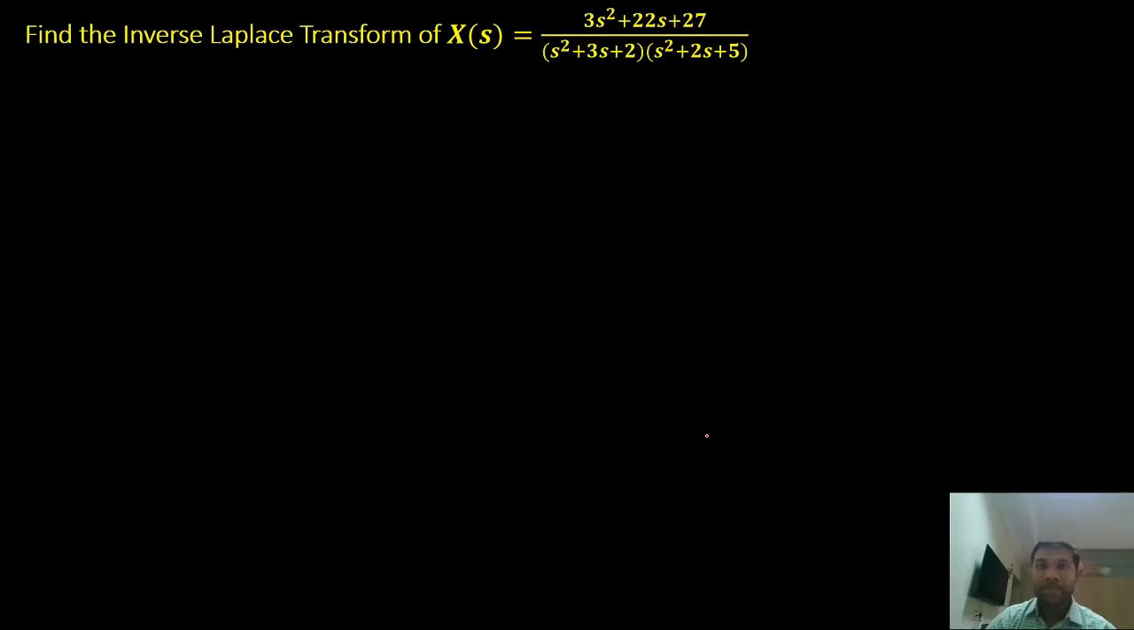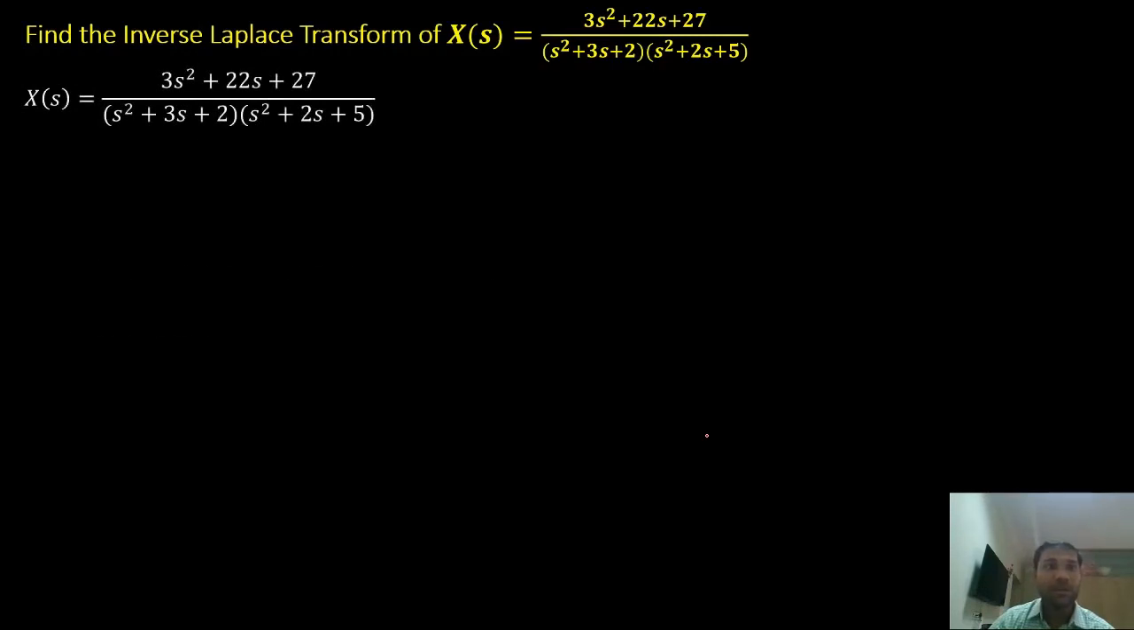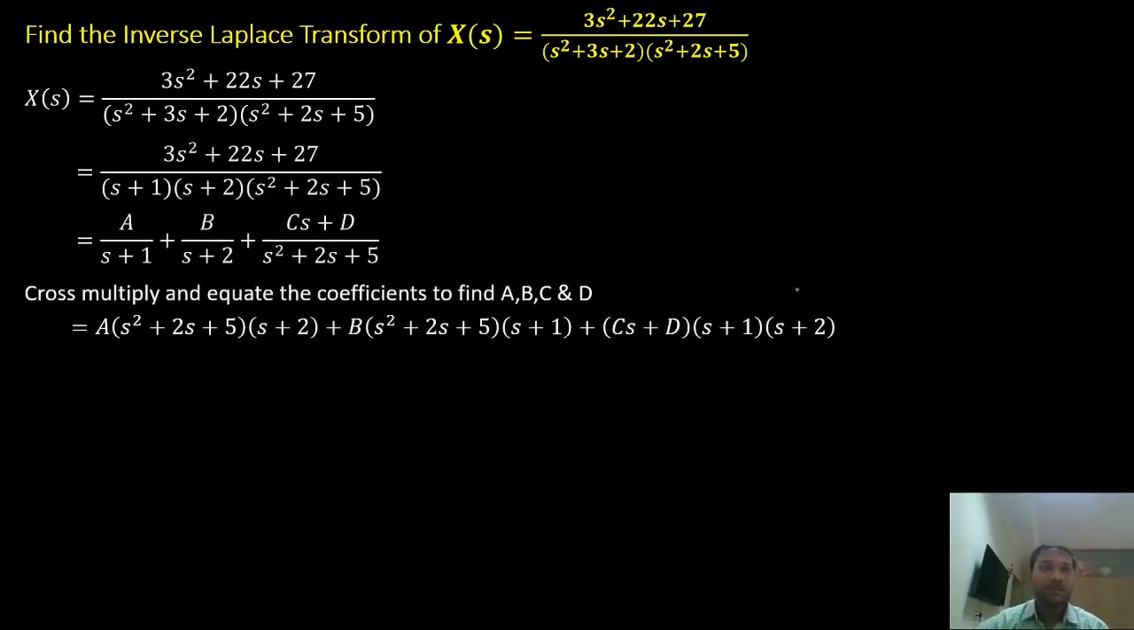Now I have to find the inverse Laplace transform of this given function. So what I'm going to do is I am going to write it as this first term I can factorize s plus 1 and s plus 2. The third term I cannot factorize, right? I can't factorize this third term. So what I'm going to do is for the third term I'm going to write it as cs plus d, right? This is of second order, so I'll write it as cs plus d.